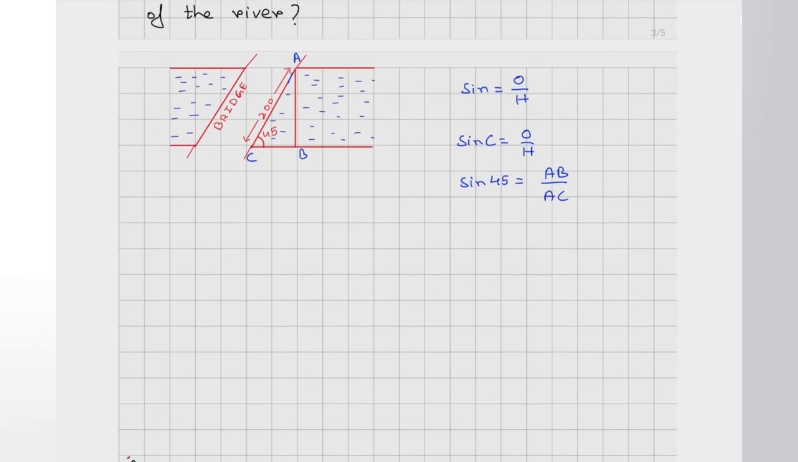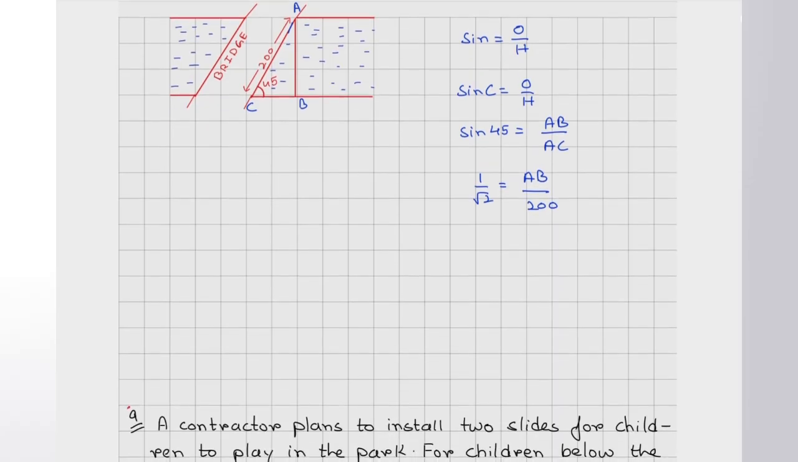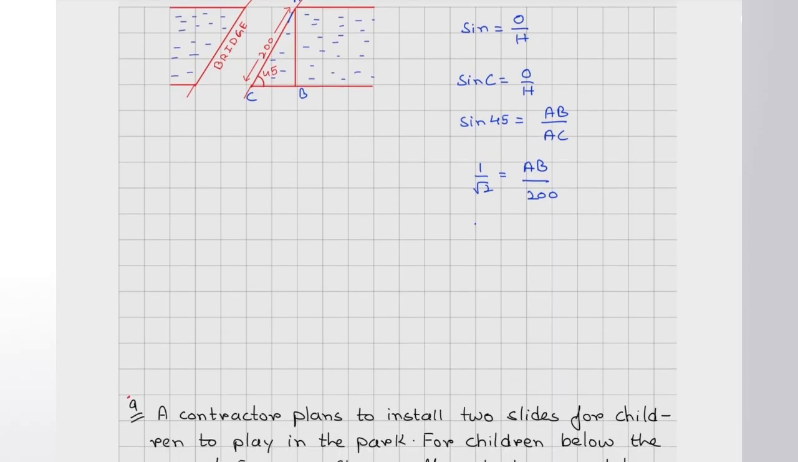The value of sine 45 is 1 by root over 2, I hope you know, is equal to AB, which we don't know, by AC, which we know is 200. Now again we'll cross multiply the given equation. 200 is equal to AB root over 2. 200 divided by root over 2 is equal to AB.